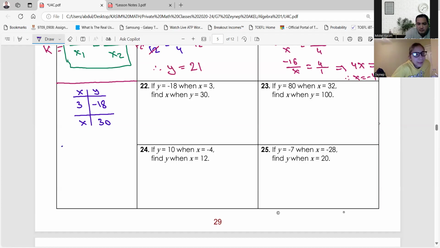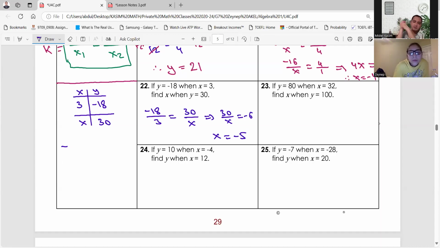Okay. If you divide this, negative 18 divided by 3 should be equal to 30 over x, right? Yes. And what is negative 18 over 3? It is negative 6. So 30 over x equals negative 6. Then what is x? Negative 5. Because 30 divided by negative 5 equals negative 6.